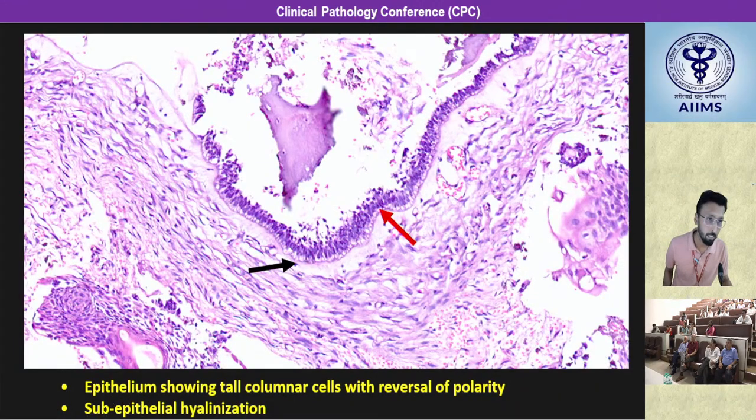And this is the classical ameloblast-like cells. We can also see subepithelial hyalinization in this area. You can see this is the epithelium, this is the basement membrane, and below the basement membrane you see a very homogeneous area. So I think there are a number of clues in these slides.